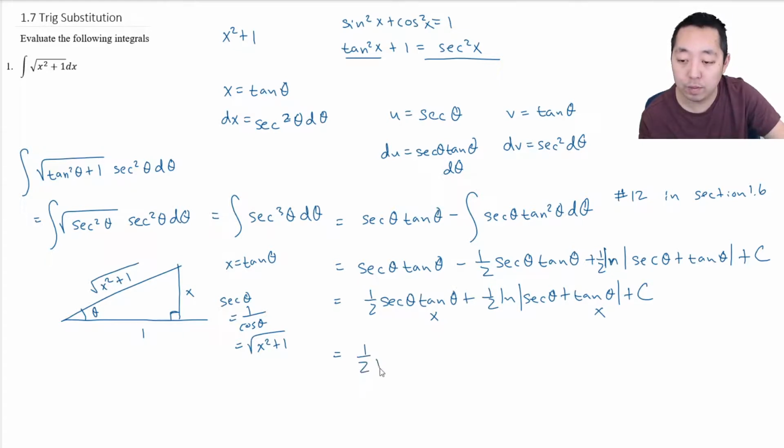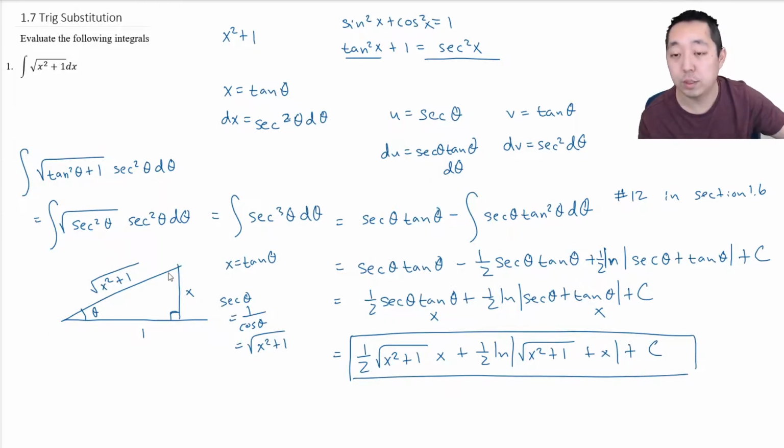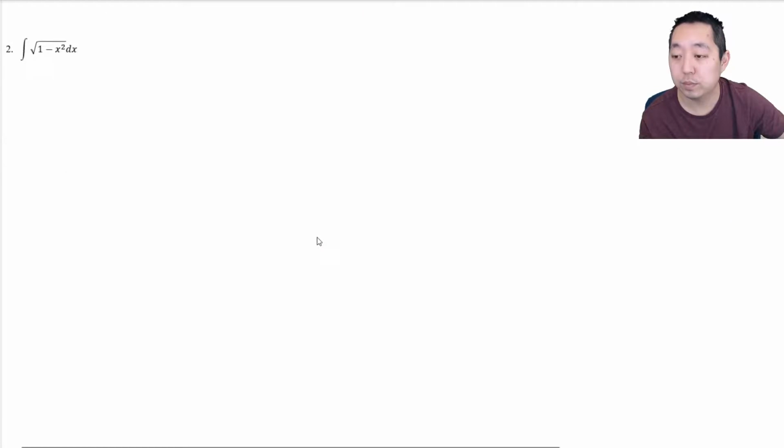That's 1/2 square root of x squared plus 1 times x plus 1/2 natural log absolute value of square root of x squared plus 1 plus x plus c. Okay, so you always have to use this right triangle trick after doing the trig substitution and working it out.